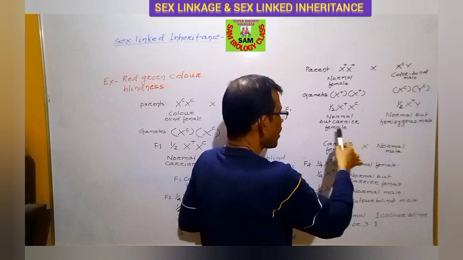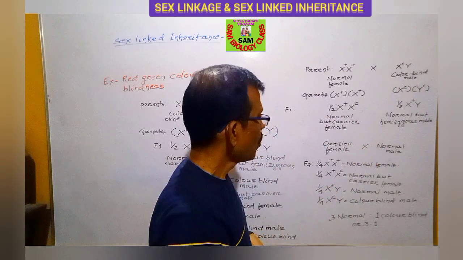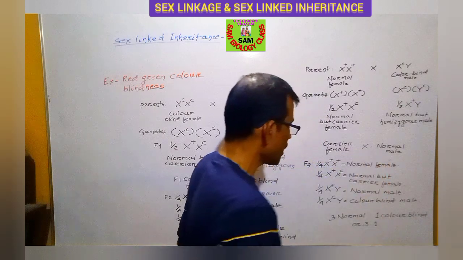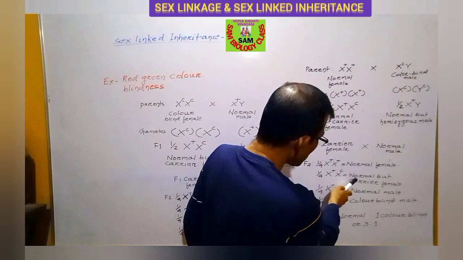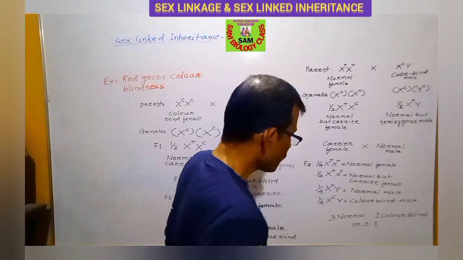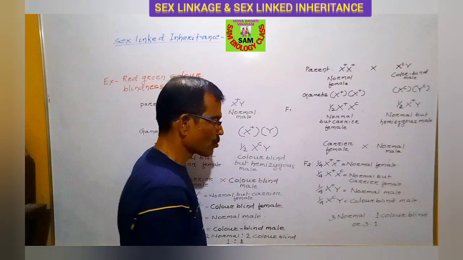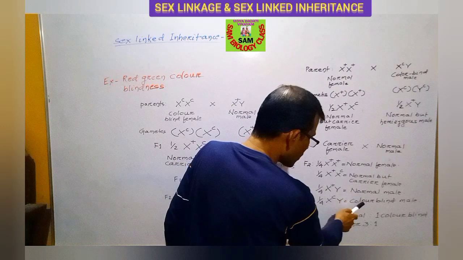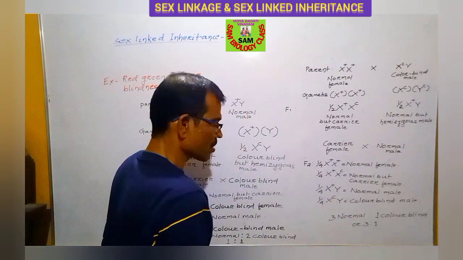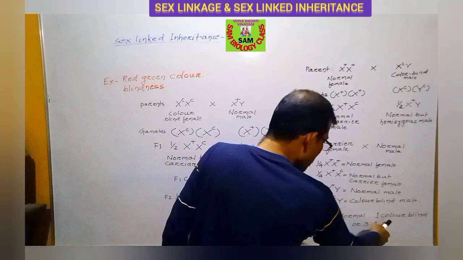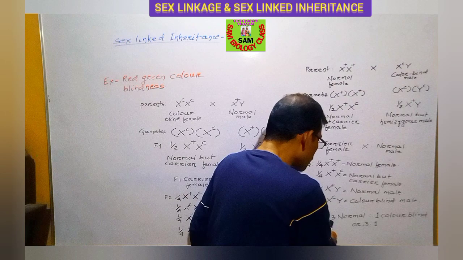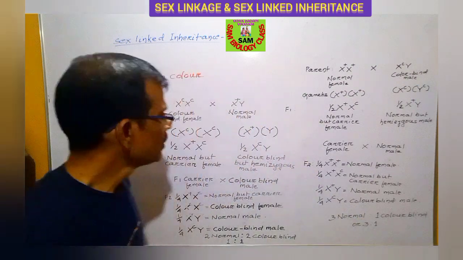So daughters are heterozygous. When F1 sons and daughters are inbred, then all the females are normal, out of which one is a carrier. And regarding sons, one is normal and the other one is colorblind. So in this cross, normal and colorblind individuals are produced in the ratio of 3:1.